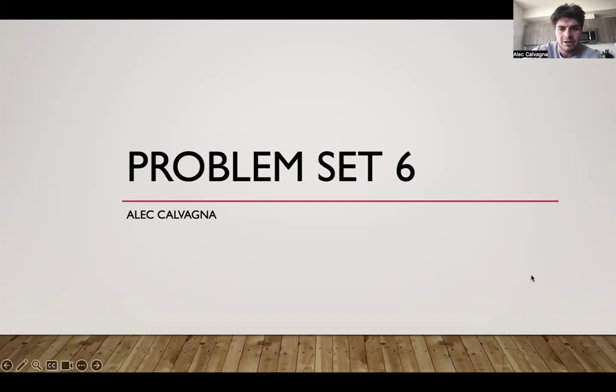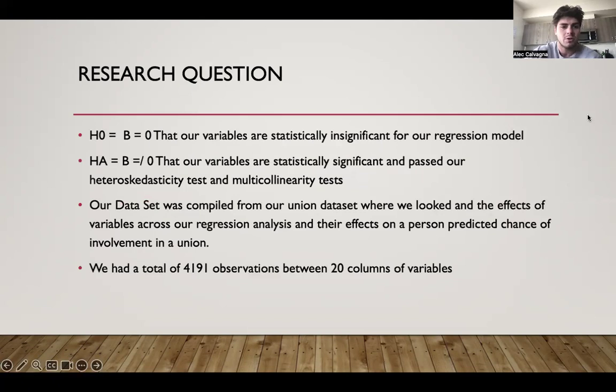So, moving on, we have our research question. That is our null hypothesis and our alternative hypothesis. Our null hypothesis is that our variables are statistically insignificant for our regression model, versus our alternative hypothesis is that our variables are statistically significant and passed our heteroscedasticity and multicollinearity tests.